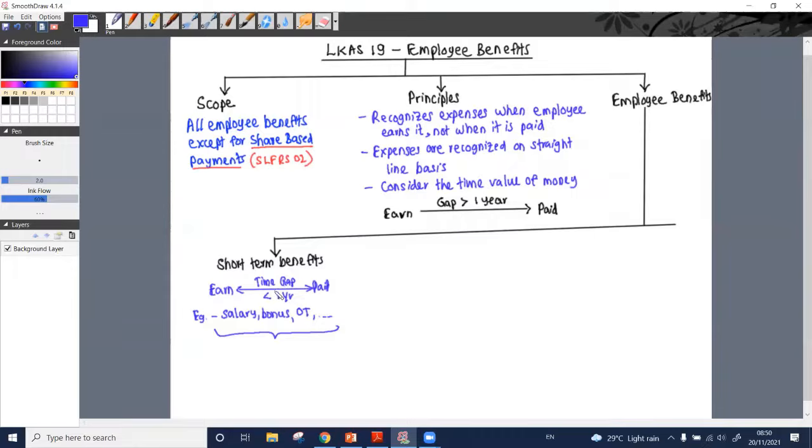But short-term benefits are the benefits which have a less than 1 year time gap between earn period and the date of payment. Right? So do we need to do any discount in here?